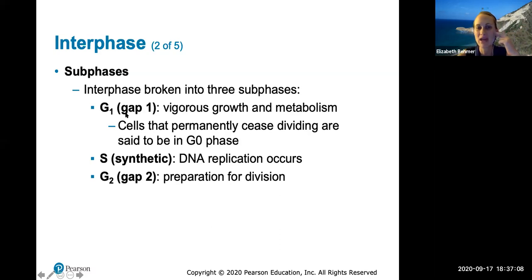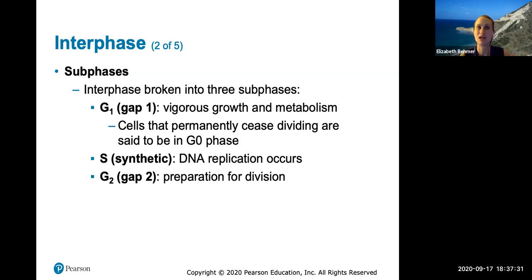G1 is a growth phase. Cells that stop dividing are said to be in G0 phase, which is even before this. S is a synthetic stage, and the important part about S phase is that this is where DNA replication occurs. We need to replicate the DNA into two identical strands so that when the cell divides, it gets that identical piece of DNA into the daughter cells.